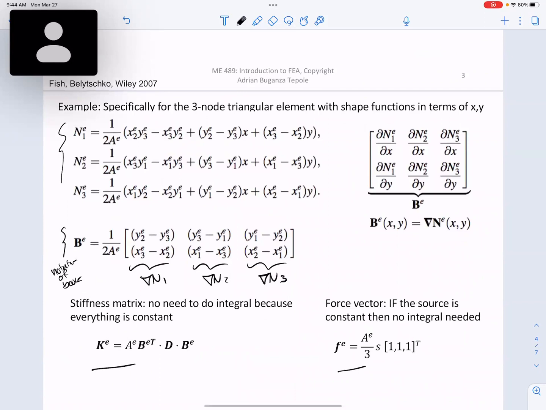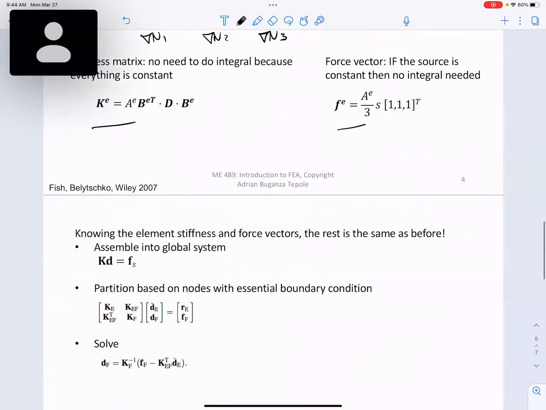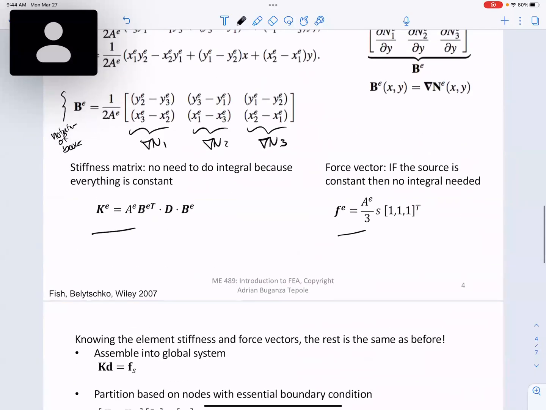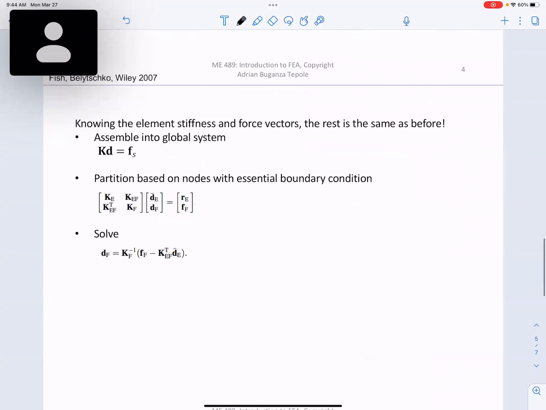The force vector, if it's constant, then no integral needed. It's just area over 3 times the source term times 1, 1, 1. This is what you needed for your homework. Then once you have the stiffness matrix and the force vector, you assemble into the global system of equations. We have done that before. I'll have you do one example now. And then finally, if you number your essential nodes first, then you can do the matrix partitioning. And then the solution is this. I did that on Friday.